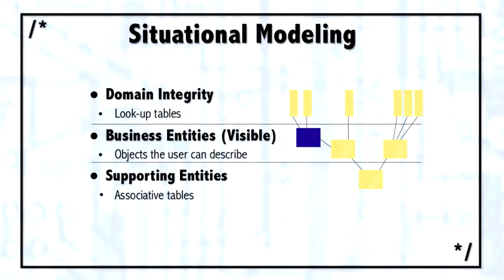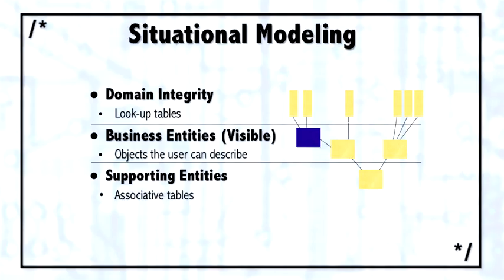Then the third area would be the supporting entities. The supporting tables create the physical associative table that helps materialize or actually physically create the logical many-to-many relationship between 2 business entities. Earlier we saw an associative table add members to groups so that many members could be in many groups and each group could have many members.